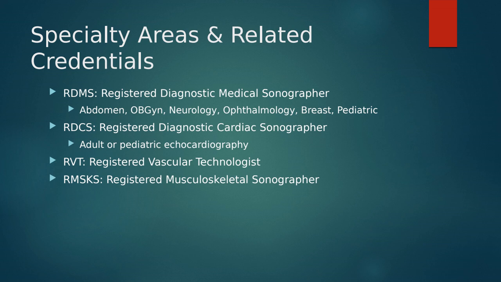If we were to go to school for echo at some point and we were able to take that echo exam, pass it, we would then gain the credentials of RDCS, Registered Diagnostic Cardiac Sonographer. If we were to take our vascular exam, we would add credentials of RVT, Registered Vascular Technologist. And if we were able to take the musculoskeletal exam or the MSK exam, we would obtain our MSKS. So these are all sort of attributes to that alphabet soup, like we had said back in the orientation class.